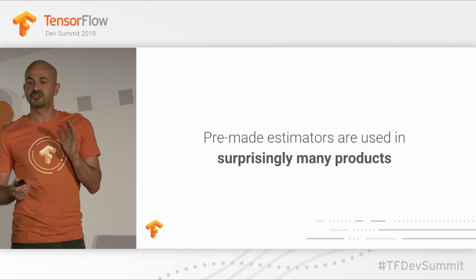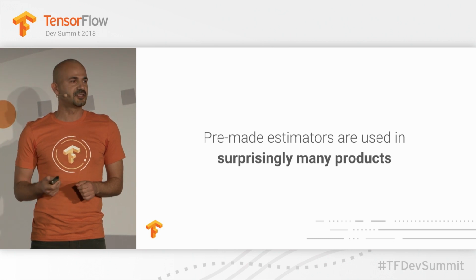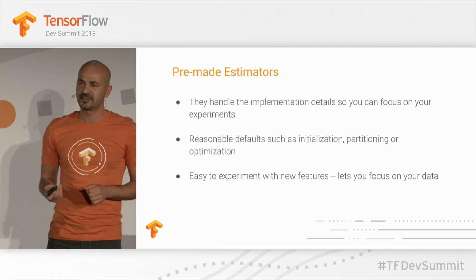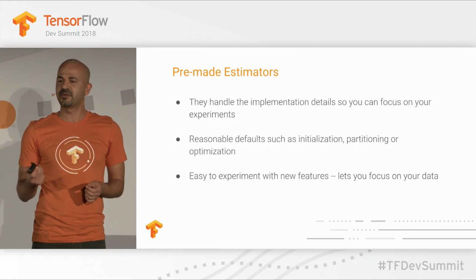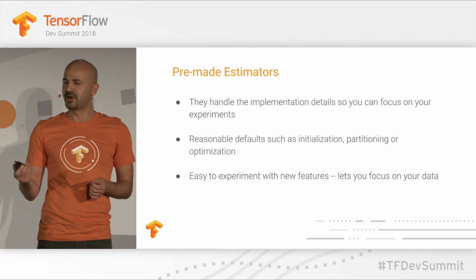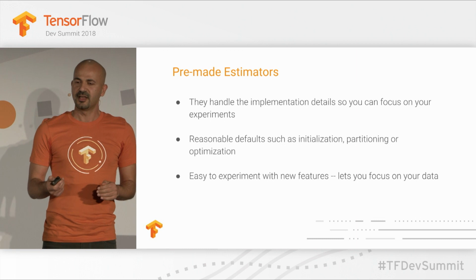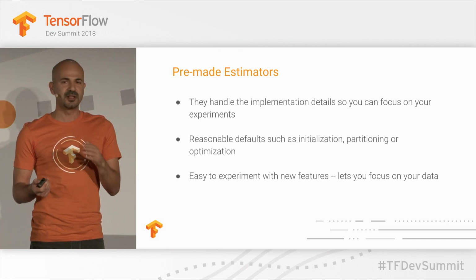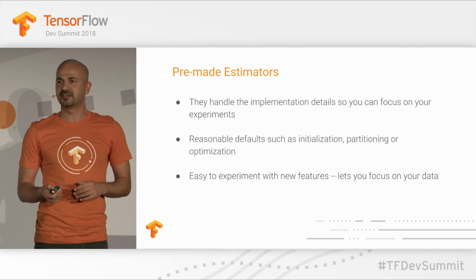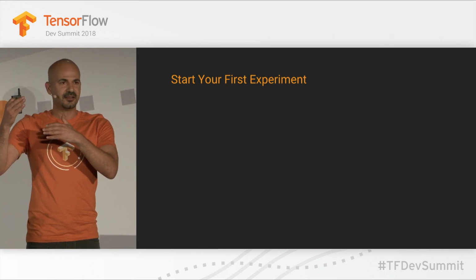Pre-made estimators are surprisingly popular within Google and in many projects. Why are that many engineers using pre-made solutions instead of building their own models? I think, first of all, it works. It handles many implementation details, so you can focus on your experiment. It has reasonable defaults for initialization, partitioning, or optimization, so that you have a reasonable baseline as quickly as possible. And it is easy to experiment with new features. So we'll learn about that. You can experiment with all of your data by using the same estimator without changing it. So let's jump into our first experiment so that we can have a baseline that we will improve.